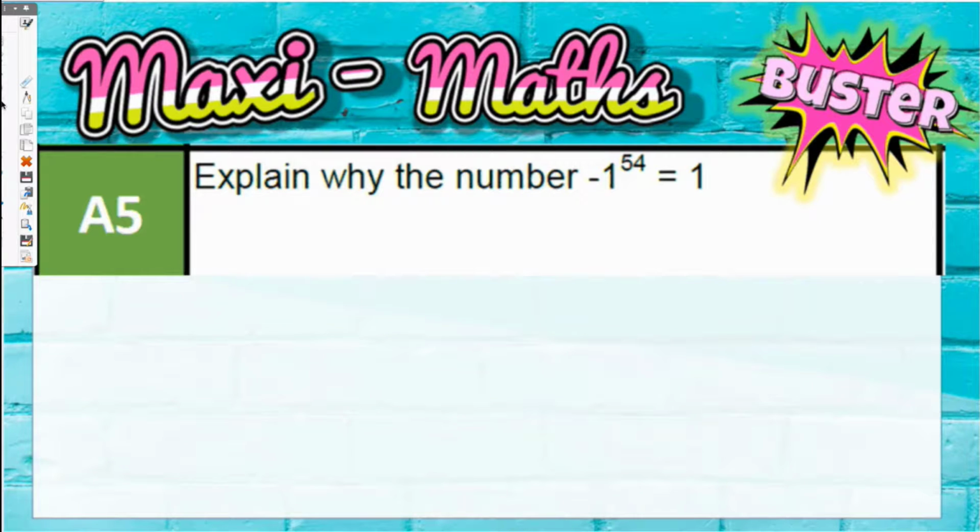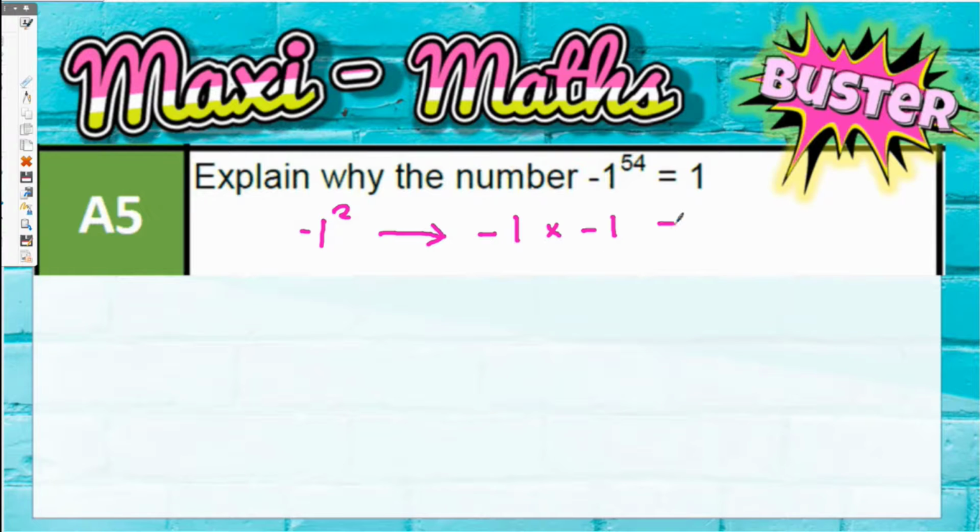Explain why the number -1 to the power of 54 equals 1. Well, easiest thing to do here is just start building the pattern up. So -1 squared would be -1 times -1. Just write -1 squared at the side there. And remember, when you're multiplying, two negatives make a positive.